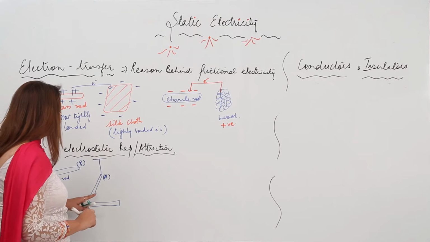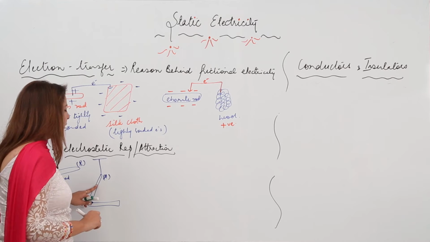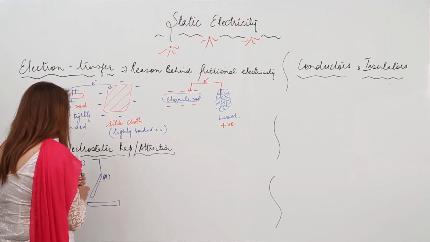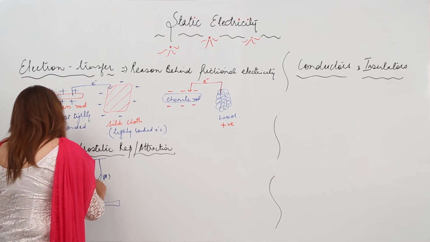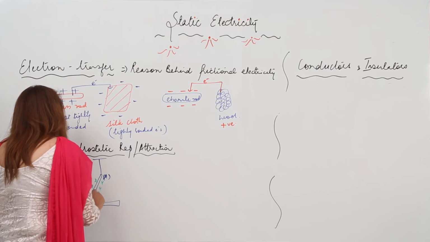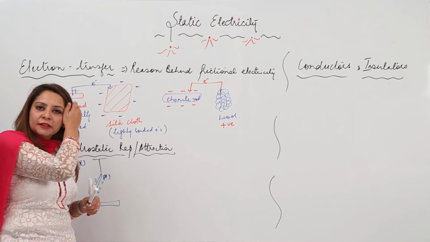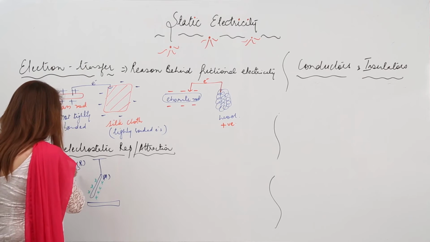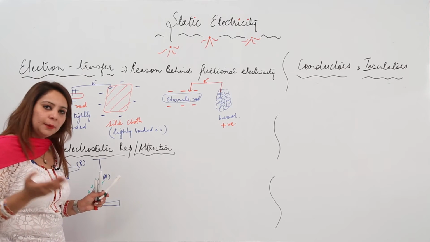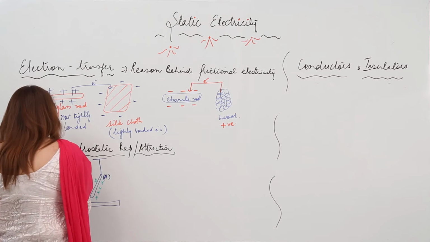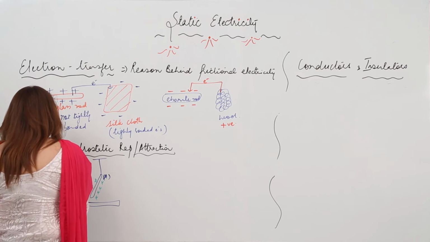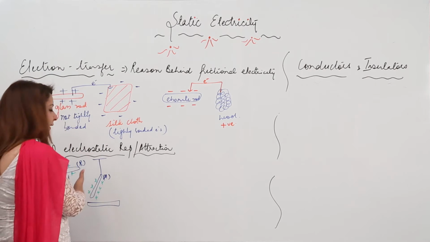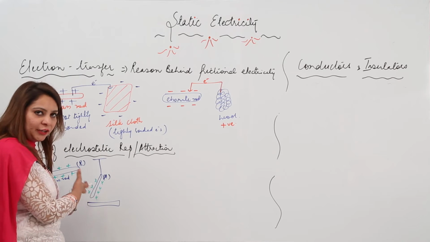I have rubbed this glass rod with silk. When I rub the glass rod with silk, it acquires a positive charge. So let's say this is positively charged. I have suspended this positively charged glass rod with the help of thread, as you can see. Now this glass rod B is also rubbed with silk cloth. We know that when we rub a glass rod with silk, electron transfer occurs from glass rod to silk. So again it is charged and it also has a positive charge.